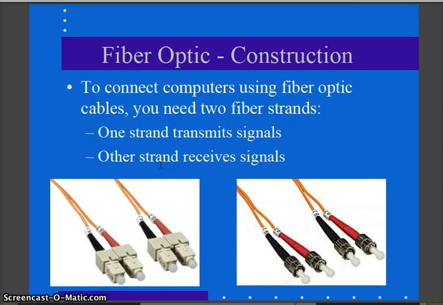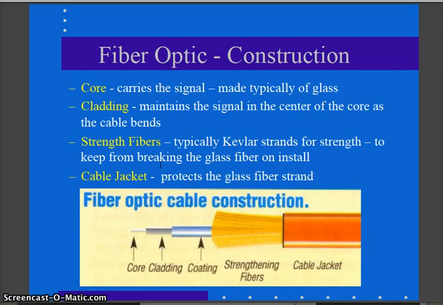Most of the fiber we're going to deal with is going to come in two strands. One is a send, one is a receive. Or you can almost think of this as the northbound lane on a highway, and the other one's the southbound lane on a highway. That's typically how we're going to find our fiber connections. Two fiber strands: one for send, one for receive.